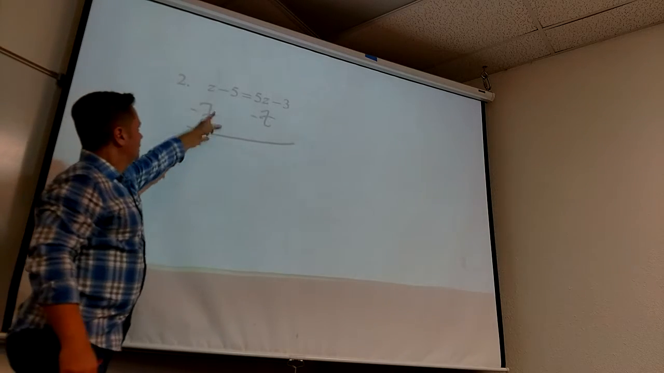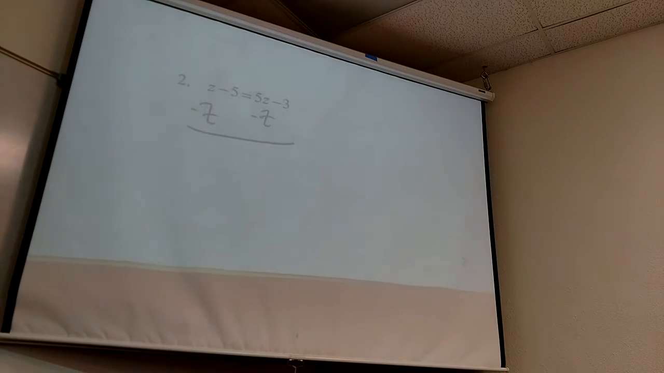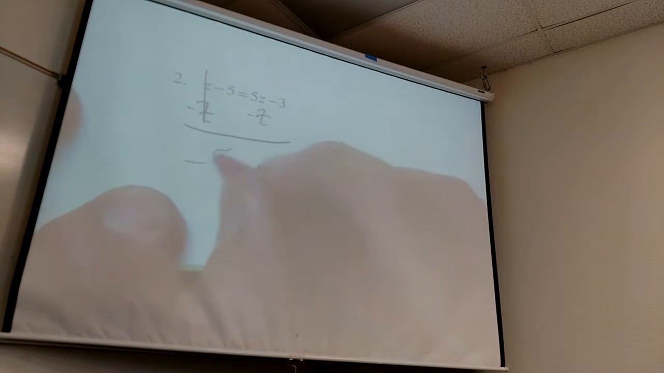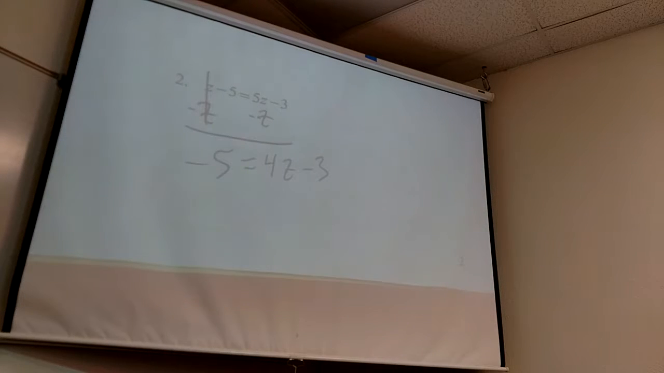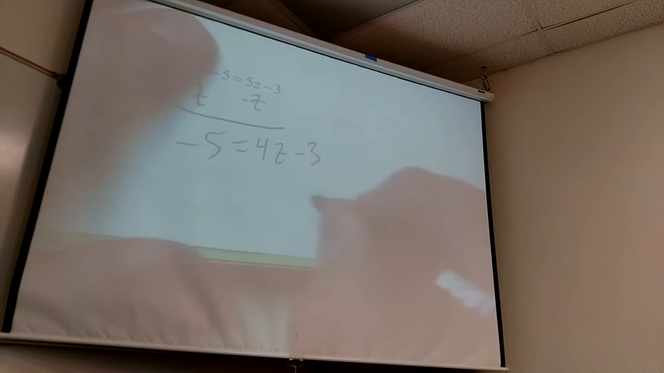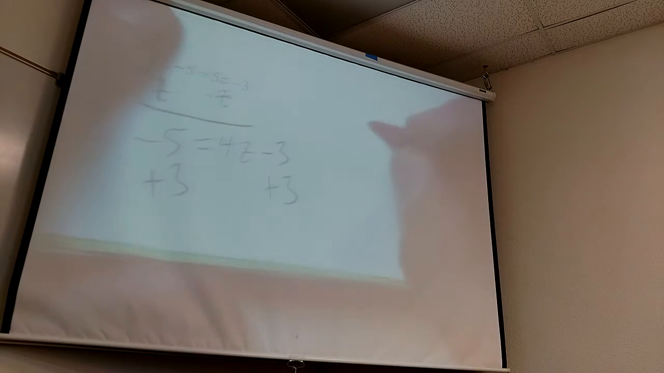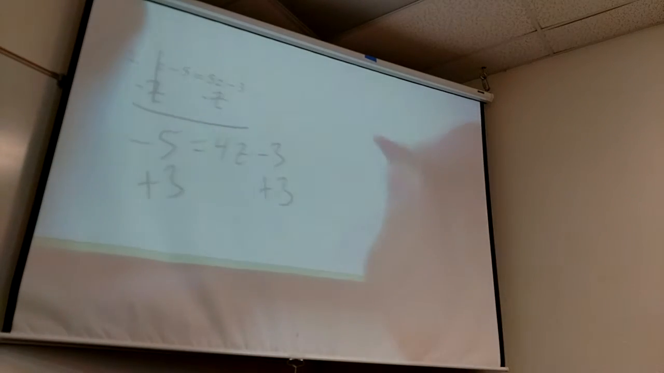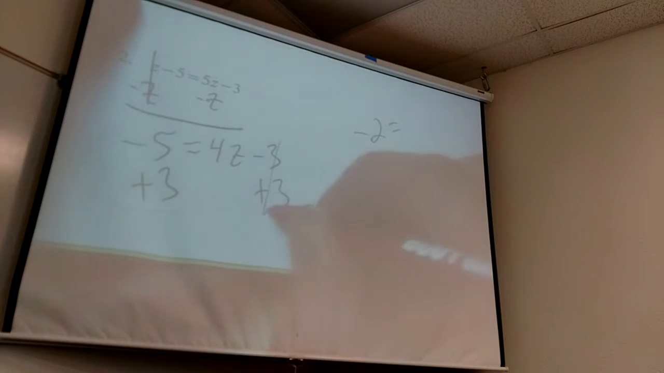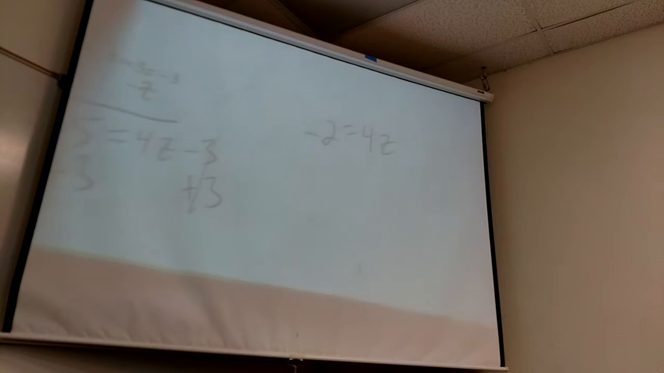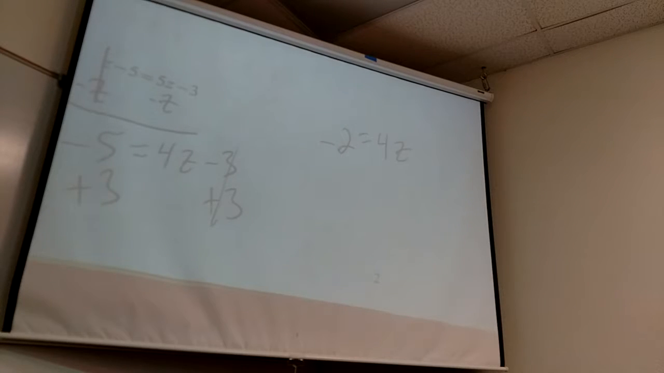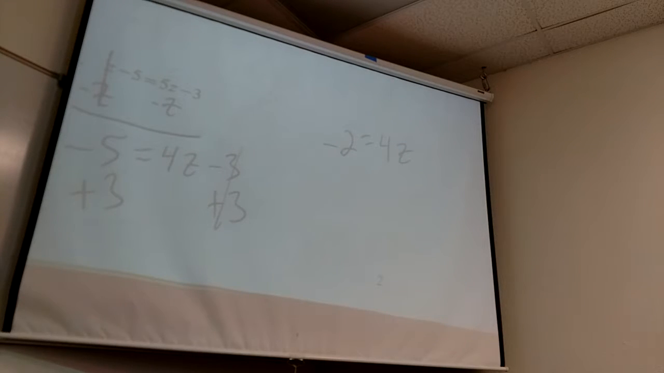So what's left on this side? Negative 5. These kill each other. There's the equal sign right there. 5z minus z, 4z. Now who's in the wrong place? That negative 3 is in the wrong place. So what do I do? Add 3. I love it, because it's the opposite of subtracting 3. Adding 3. Pull this up here. So what do I get? Negative 5 plus 3? Negative 2 equals 4z. Now this is where people just don't even do the work. They let their brains say, oh, the answer is negative 2. Yay! And that's wrong.